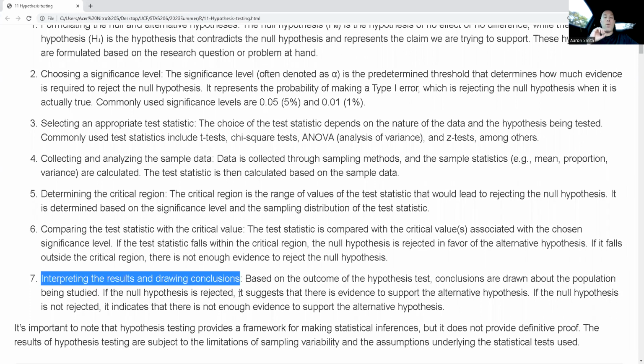It's important to note that hypothesis testing provides a framework for making statistical inferences, but it does not provide definitive proof. Remember, we have our sampling. There could be a problem with our data and we wouldn't know about it until it's too late. The results of hypothesis testing are subject to the limitations of sampling variability and the assumptions underlying the statistical tests used.